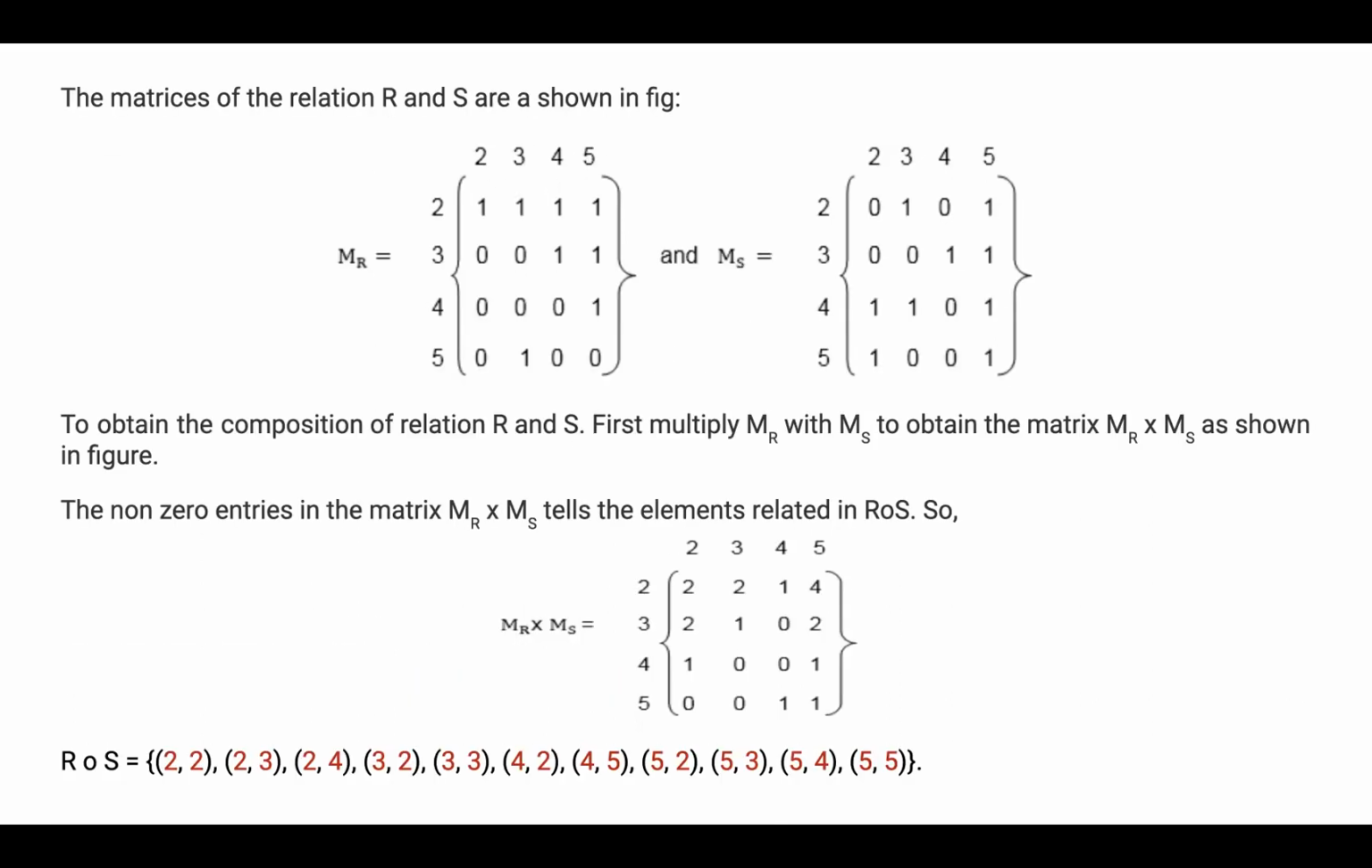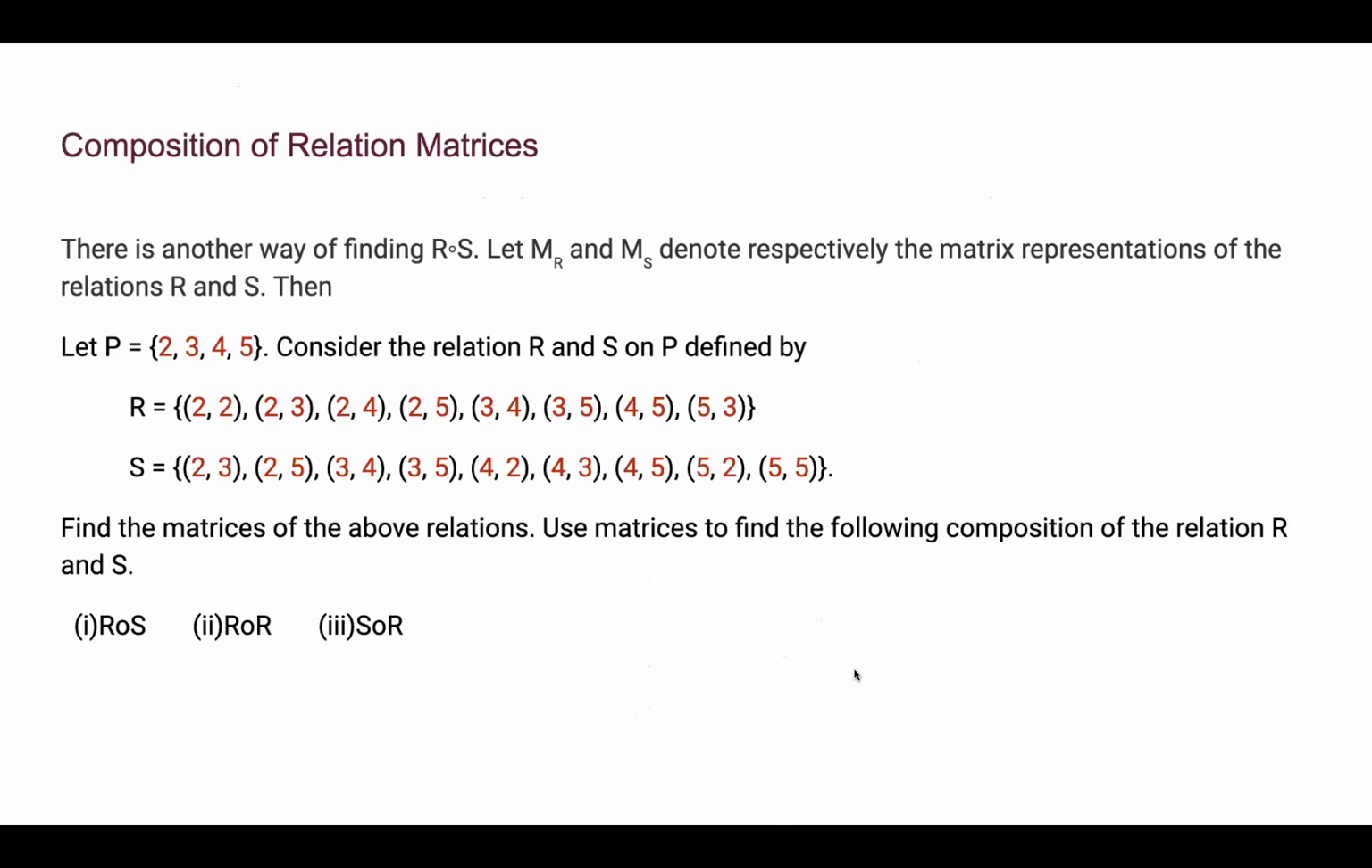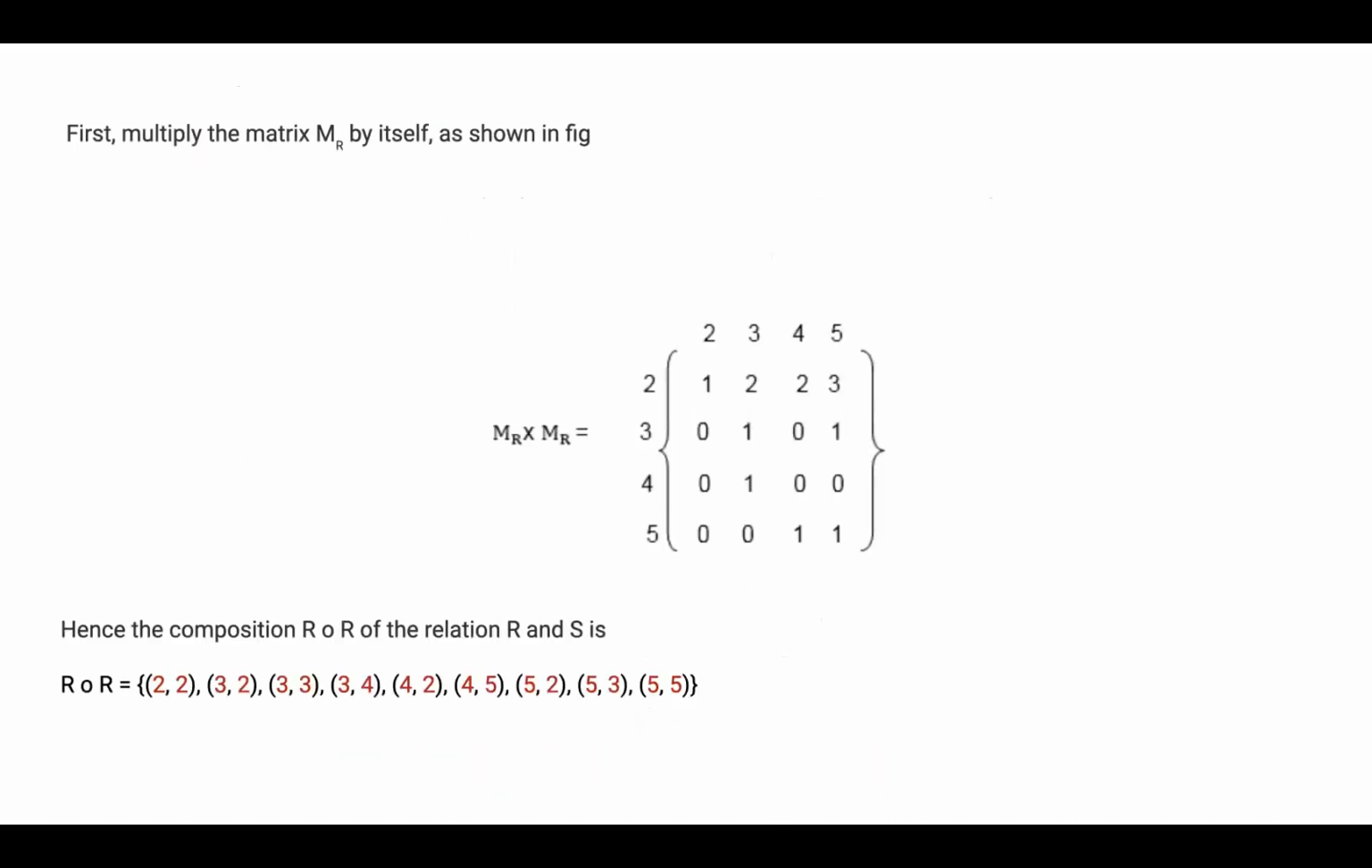Then what next we have to define is R composite R. Taking the multiplication, MR cross product MR, this type of arrangement should be there: 2 3 4 5 and 2 3 4 5. Here again we will perform the multiplication of the same matrix with itself.